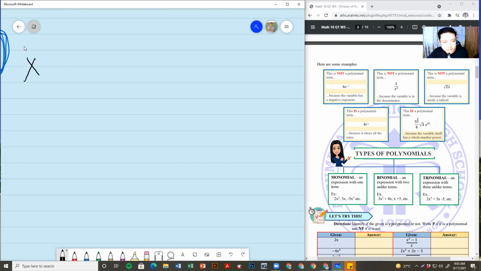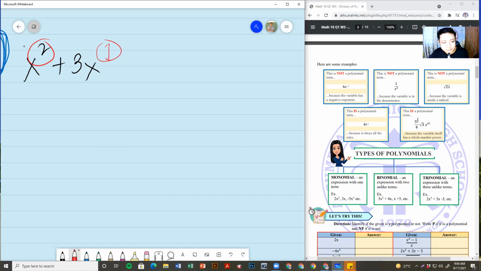If we have x squared plus 3x, polynomial or not? Type your answer in the chat box, please. X squared plus 3x, polynomial or not? Type it in the chat box. Faster. Good, it's a polynomial. Why? Because your exponents are positive integers. So this is 2, and then there's 1 here. Even if it's not written, it's just 1. Okay? So it's a polynomial.